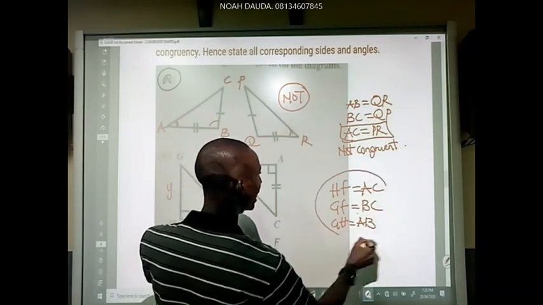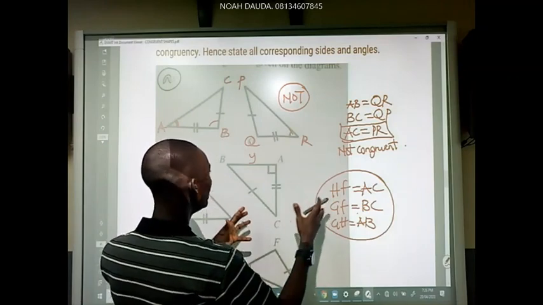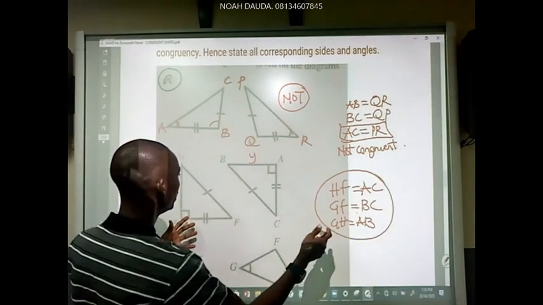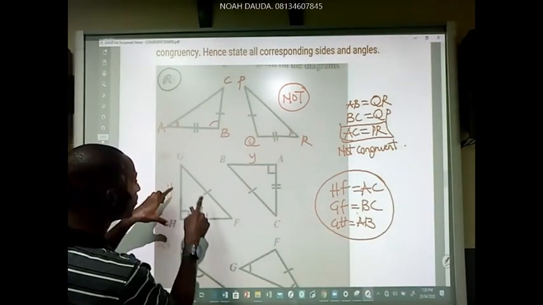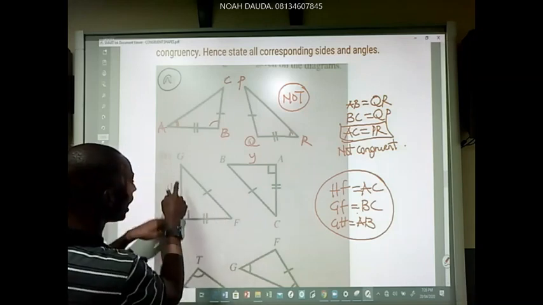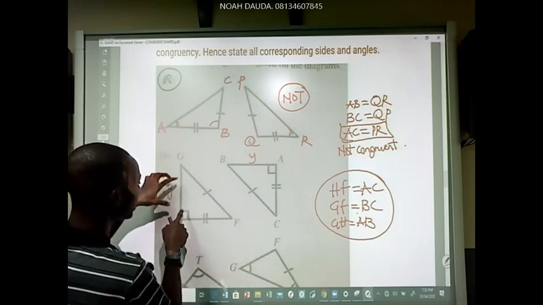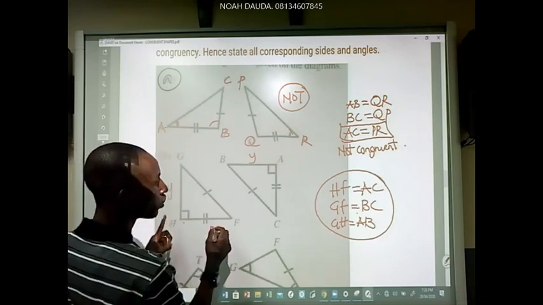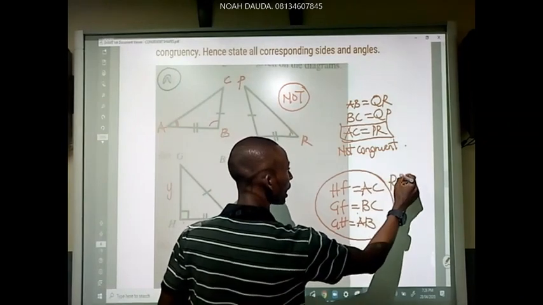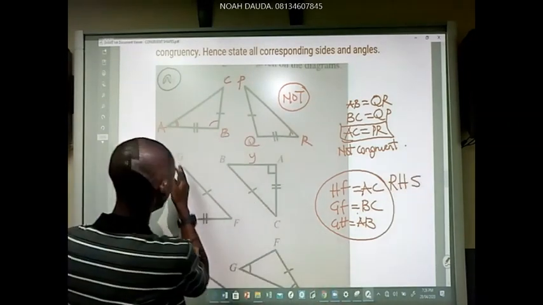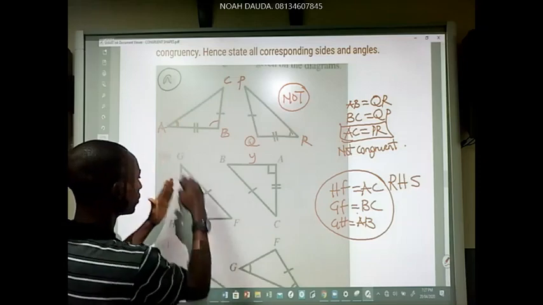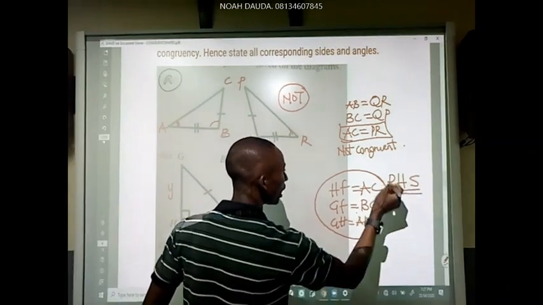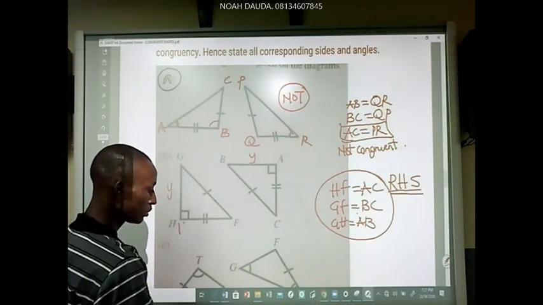So, in all parameters, all sides, the triangles are the same in terms of side. But do not forget the rule for when you have a right angle triangle, and this is also equivalent to having right hypotenuse side. So the condition for this is right hypotenuse side. This is a right angle triangle, this is your hypotenuse, and this is your side, and that is why we call it right hypotenuse side. So let's move on to the next one.